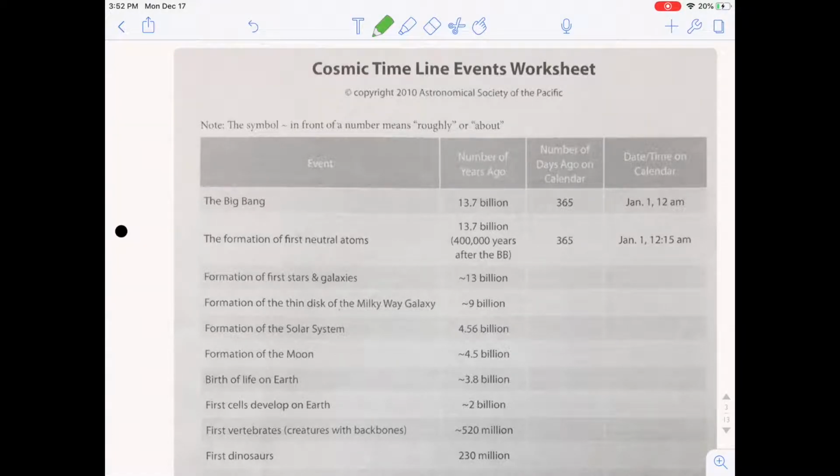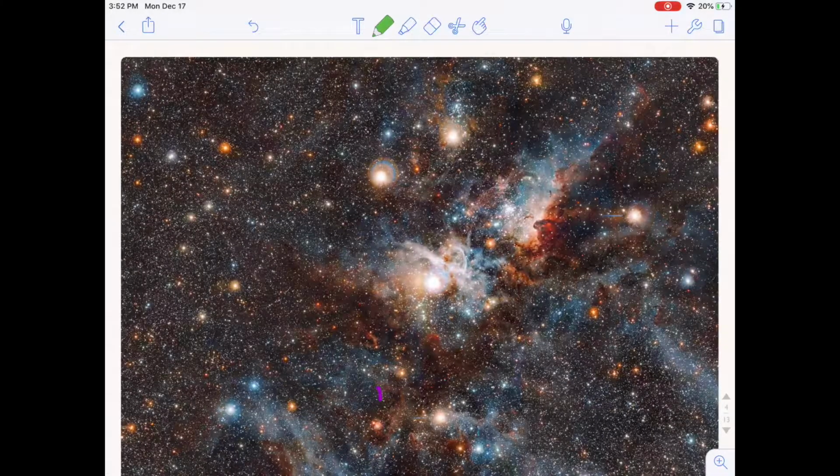All right, class, let's figure out how we fill in this first box. In this box, we want to convert 13 billion years into days. So this is the formation of our first stars and galaxies. Boom, the formation of our first stars and galaxies.